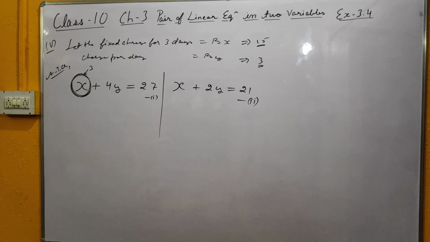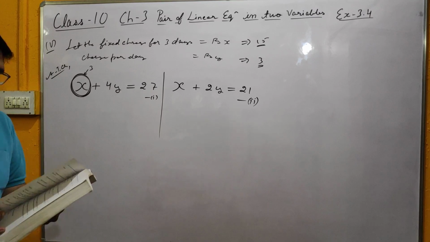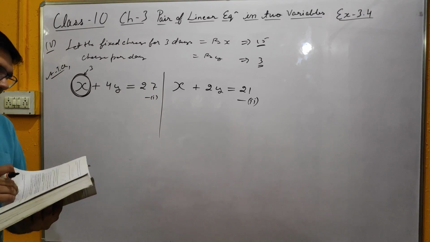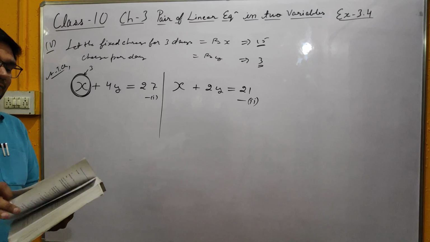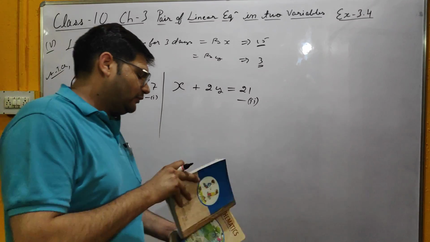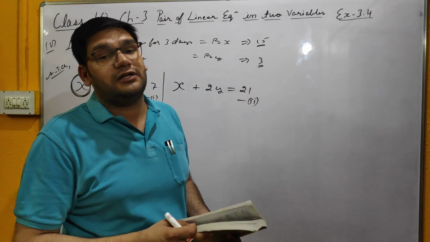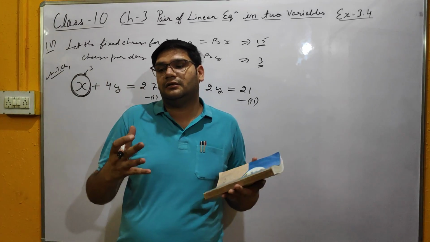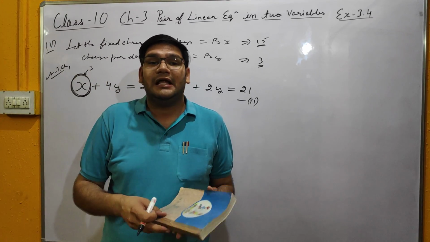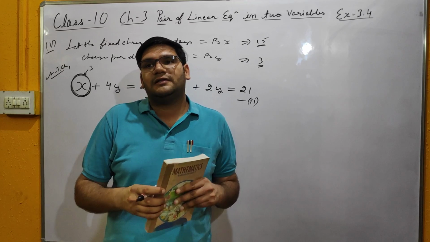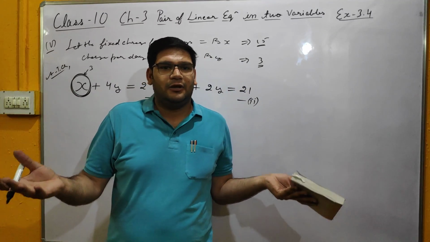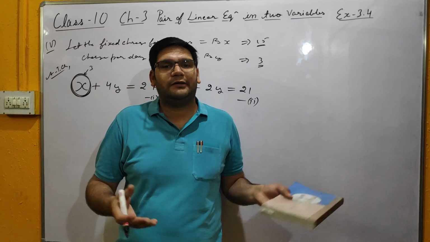And this was our exercise 3.4. So in the next exercise, 3.5, we will be discussing the cross multiplication method. That method is also really very important. That is a little lengthy method, you can say a big method, and that method can solve very big equations of pair of linear equations in 2 variables.